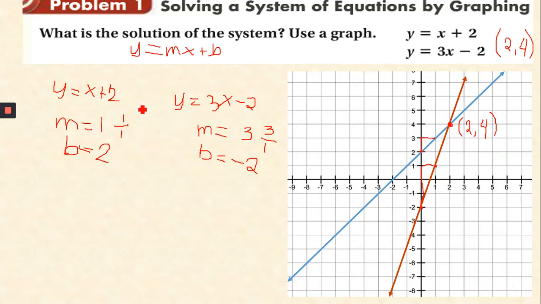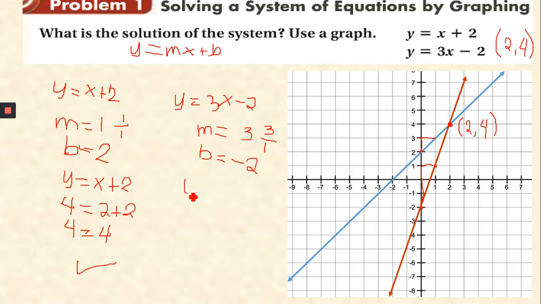Let us check. How are we going to check it? You're going to use the two equations and substitute the ordered pair. y equals x plus 2. Your y is 4 equals your x, which is 2, plus 2. So 4 equals 2 plus 2, that is 4. They are equal, meaning (2, 4) is the solution of the first equation.